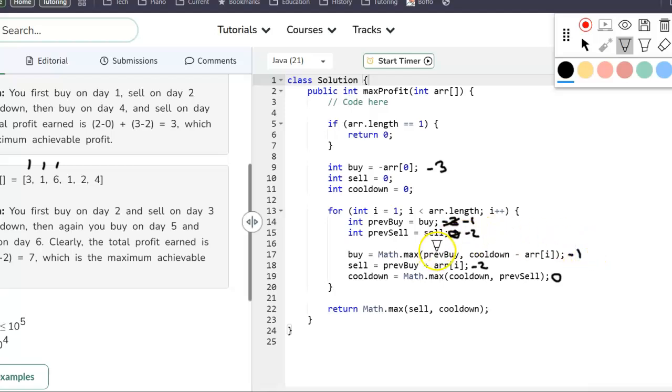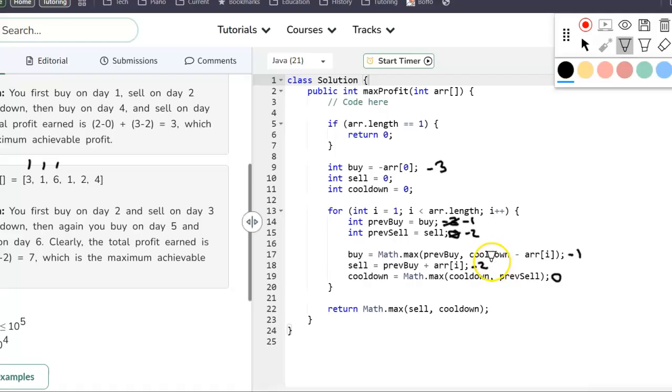Let's see. Buy is the max of previous buy, which is -1, or cooldown minus array at I, 0 minus 6. Well, that's not good. So we're going to leave that at previous buy.